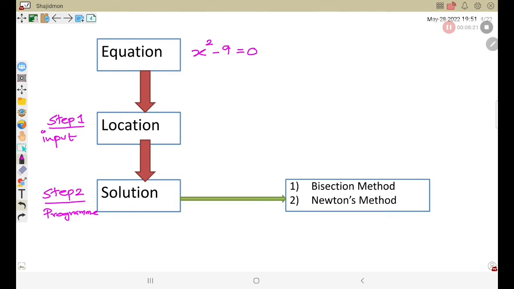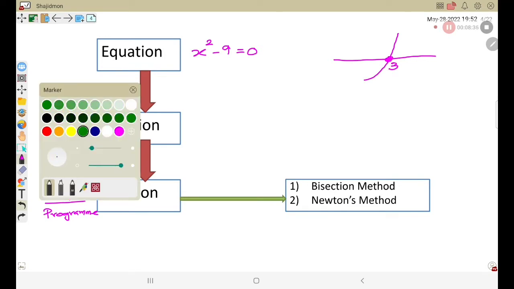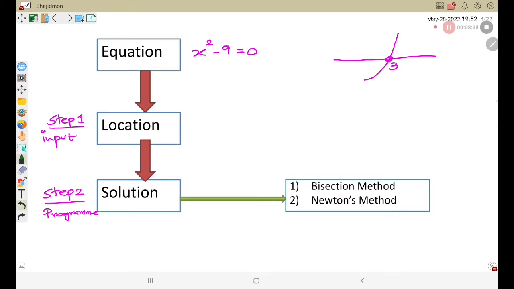This is how we find the solution of an equation. For example, x power 2 minus 9 equal to 0. Just before, we saw that one of the roots is x equal to 3, where the graph touches the x-axis. Now how do we find this number x equal to 3? By using the bisection method. For that, very simply, the first step is to find the location of the root.